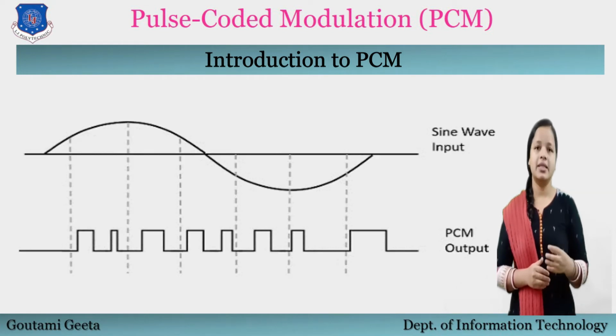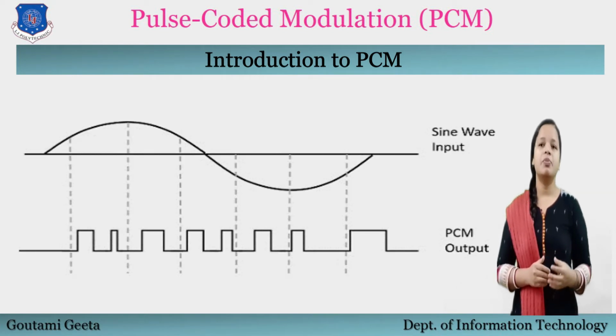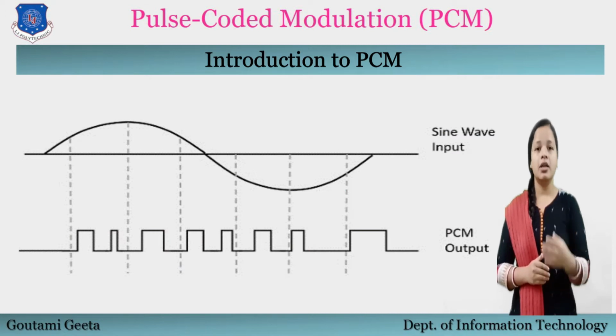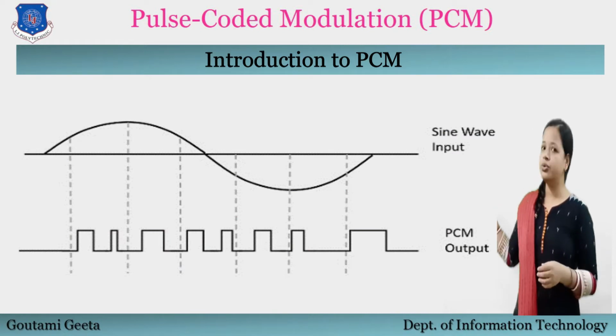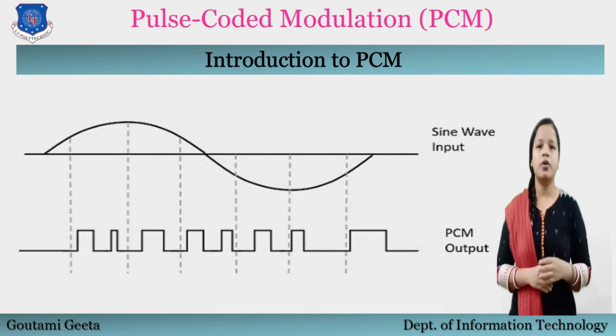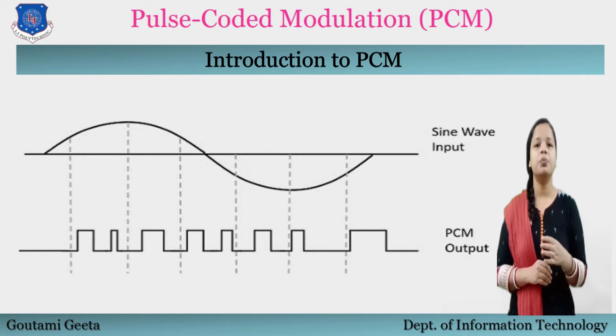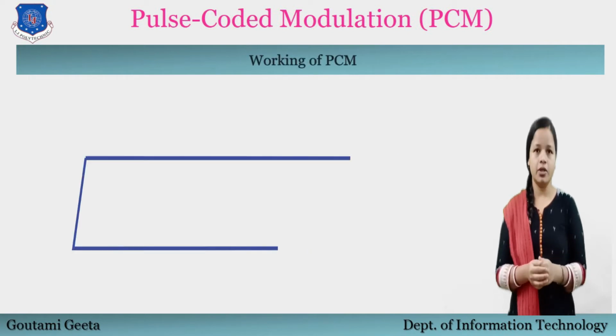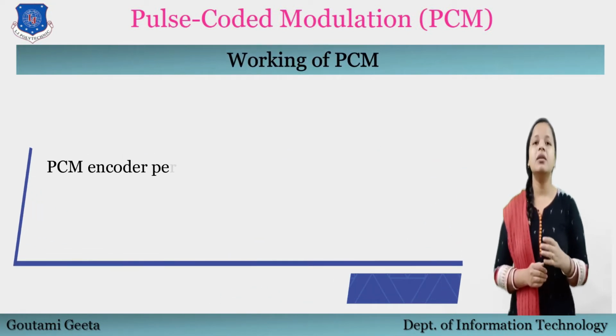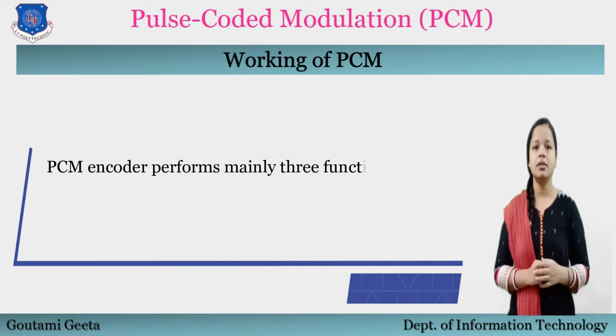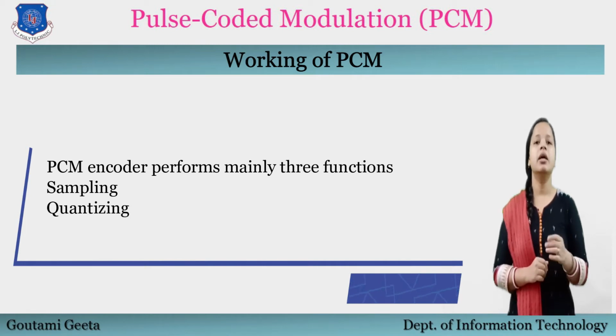The figure shows an example of PCM output with respect to the instantaneous values given in a sine wave. Here you can see a sinusoidal analog information waveform which is provided to the input part of the PCM. And after processing this information signal, it is converted to the digital waveform or digital signal. Let's see how PCM works. The PCM encoder performs mainly three functions. First is sampling, second is quantizing, and third is encoding. So let's see each function one by one.